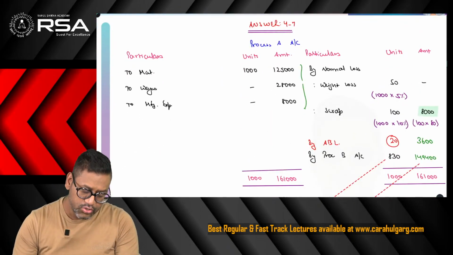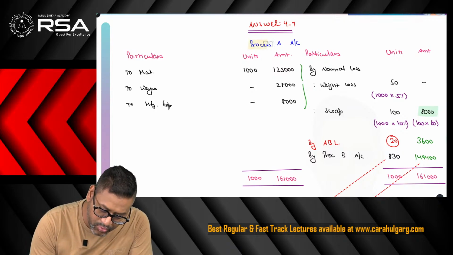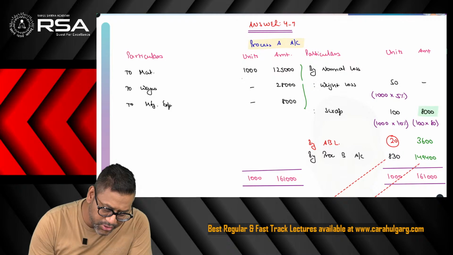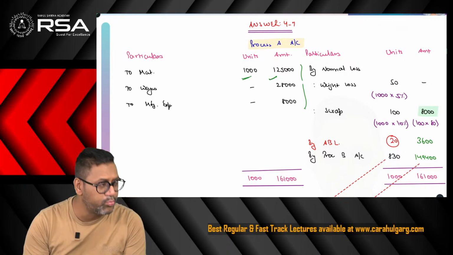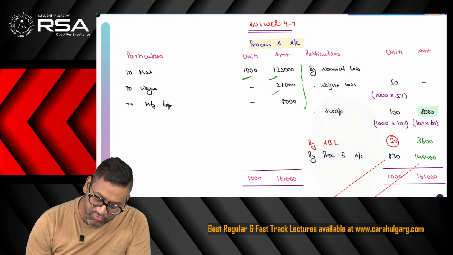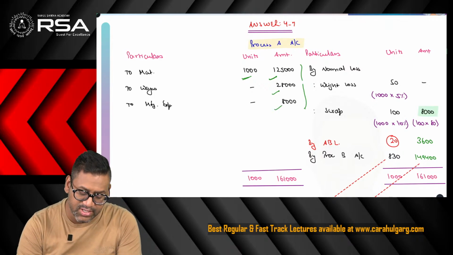Please see. So first of all, as I said, we are preparing the process A account. The question says 1000 units of material, and the amount is 1,25,000 at the rate of 125 per ton. Wages are given straight away, 28,000. Manufacturing expenses are given, 8,000.